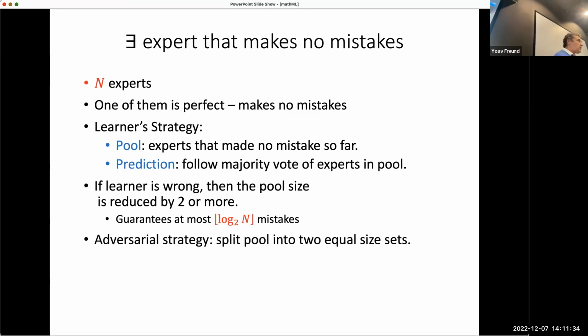Now, the adversarial strategy in this setting is to split the pool into two equal size sets. That's the adversary doing the worst that it can, and that also guarantees log 2 of n mistakes. So that's actually min-max.